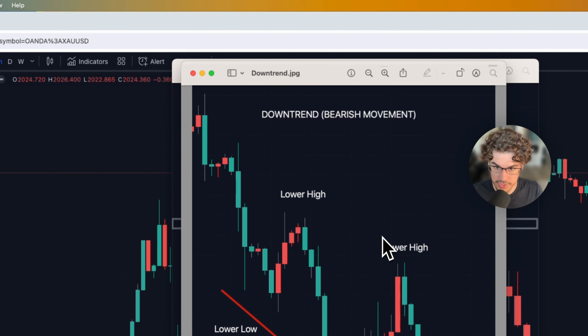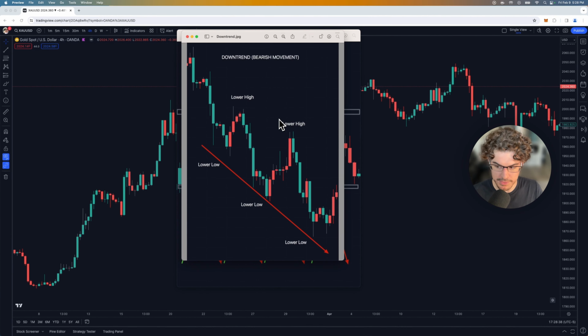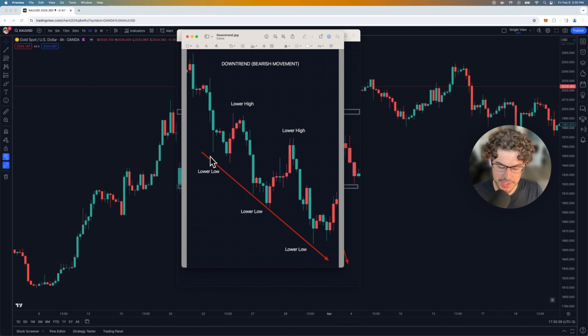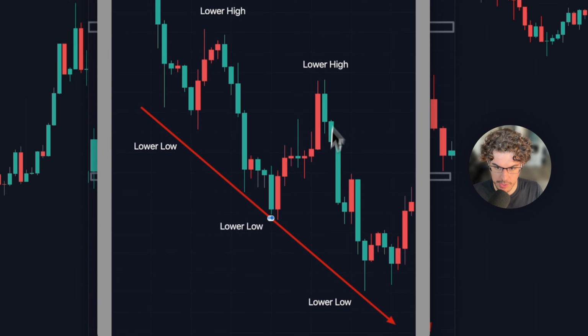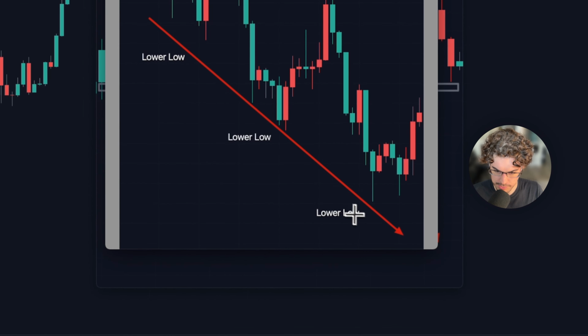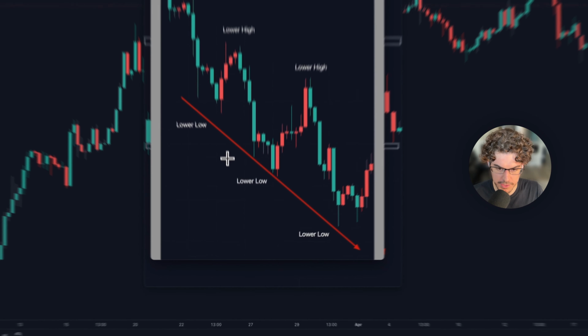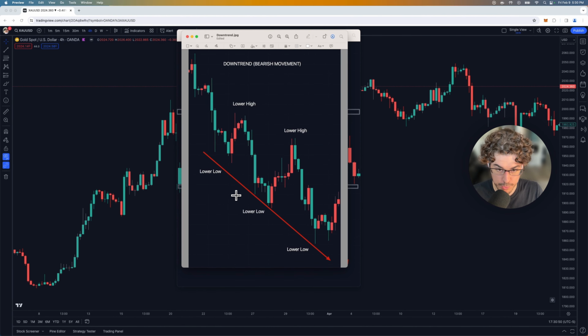Next, we have the downtrend or bearish movement. Here's the opposite of the uptrend. As you can see, we're making lower lows, lower highs, lower lows, lower highs, and lower lows. It's the opposite of the other example, which was the uptrend.